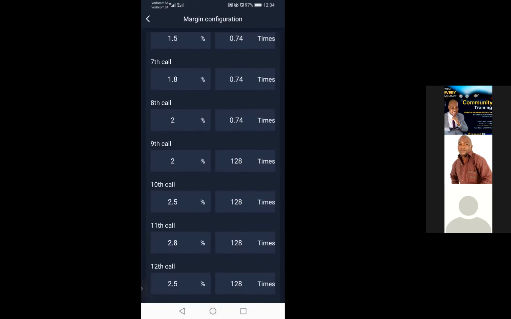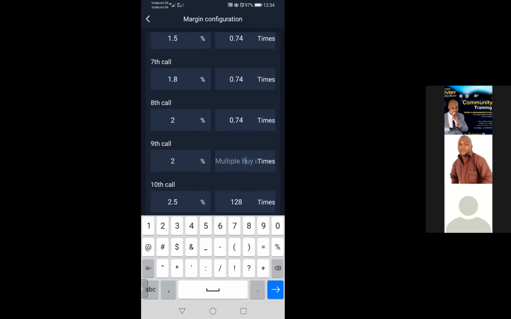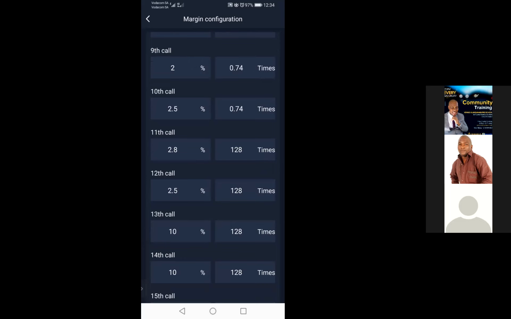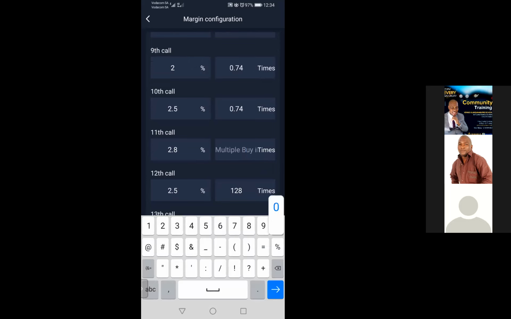Yes. And imagine with the settings we have, the robot will be working for you for a whole year. It will trade, keep on buying. If it realizes that it has absorbed $200, it will not buy further. It will wait for the market to change direction.